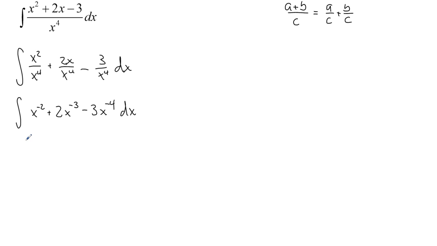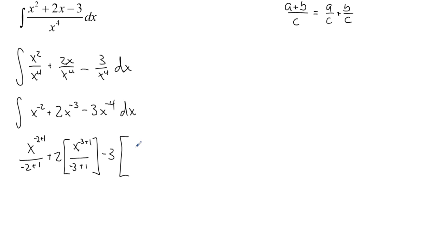And so this thing becomes x to the negative 2 plus 1 over negative 2 plus 1, plus 2 times x to the negative 3 plus 1 all over negative 3 plus 1, minus 3 times x to the negative 4 plus 1 all over negative 4 plus 1, and then all plus some constant c.